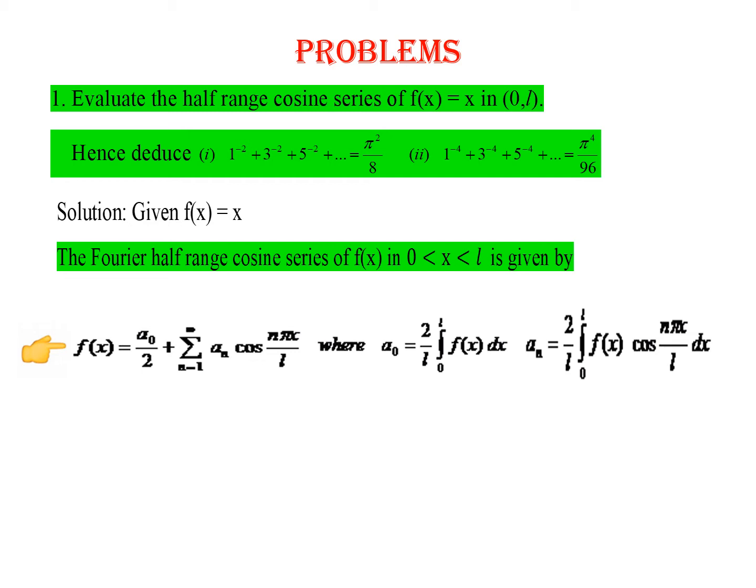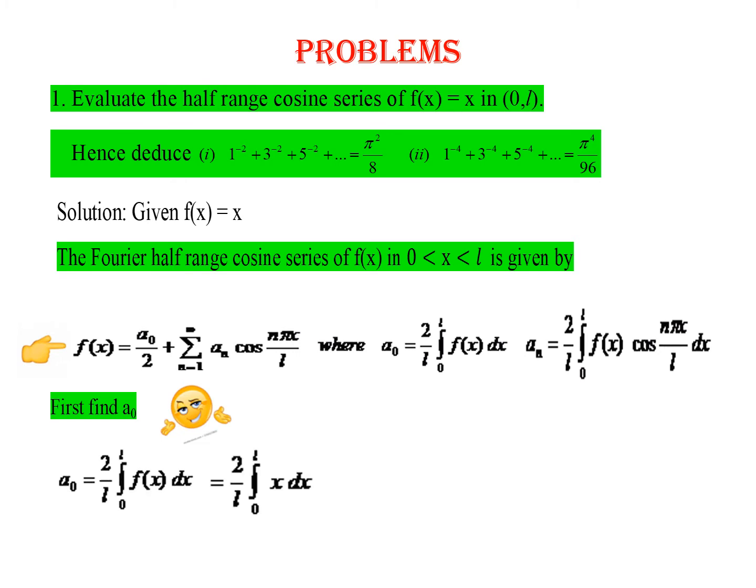And one by one let us find now the value of a0 first, which is 2 by L integral 0 to L f of x dx, and substitute the value of f of x, which is x. When we integrate x, we get x squared by 2. And now apply the limit. What is the upper limit? In the place of x, we have to put L. So we have L squared by 2 minus 0, which is the lower limit. And now when you look at this term, 2 and 2 will be cancelled. L squared by L, so the answer will be equal to L. Hence, the answer of a0 is L.